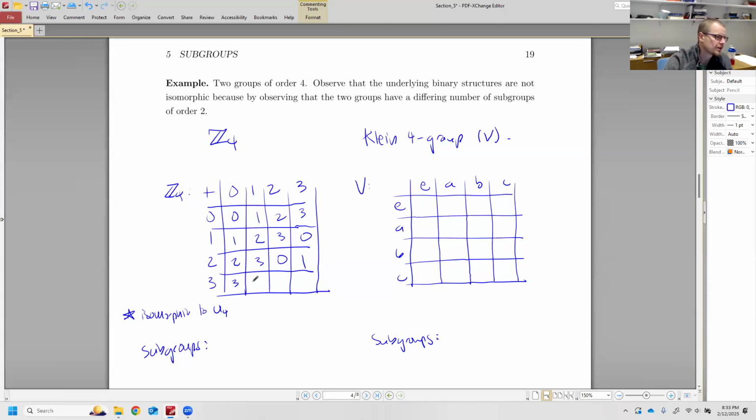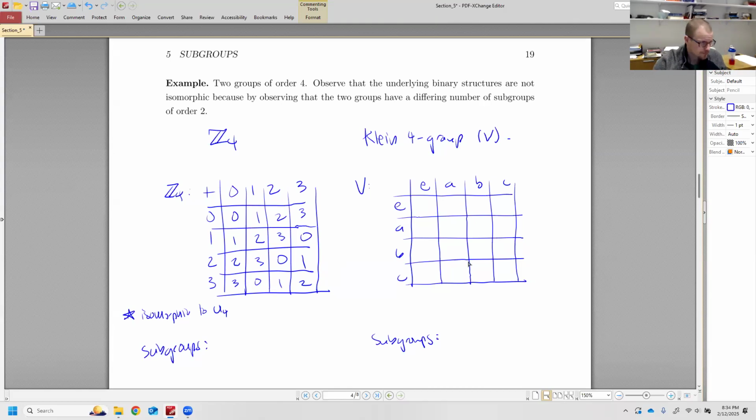All right, so 3 plus 1 is 4. 3 plus 2 is 5, modulo 4 is 1, and 3 plus 3 is 6. Right, 6 is 4 plus 2, so that would bring us to 2 there. So we see our table for C4. Excellent. It's a group.